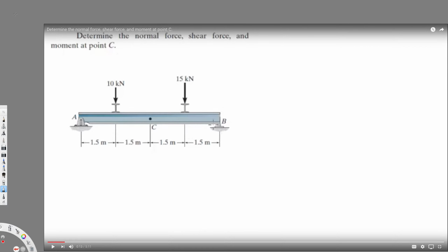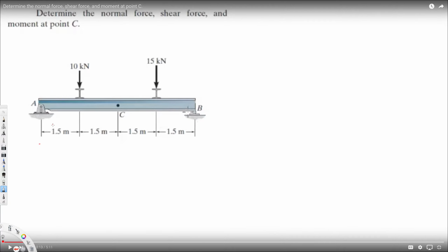We have this question right here. It's asking to determine the normal force, shear force, and the moment at point C. So let's see how we can do this. First of all, the first step is to mention the forces here. This one is going to have vertical and horizontal force. So let's say this is AY, this is AX, and this is BY. Here we are just going to have one force.